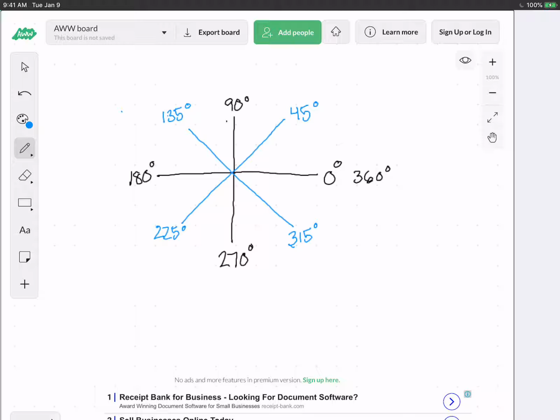They have to at least memorize the 0, the 90, 180, and 270, and then know just really to add 45 for each one in between. And we've talked about that in class. Once they know these, then it makes it easy to estimate the angles.